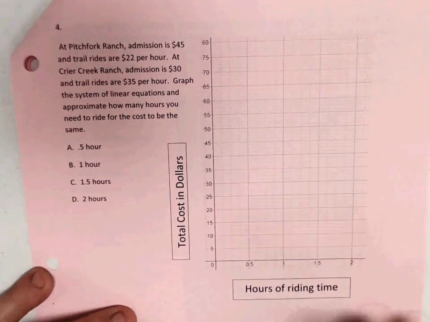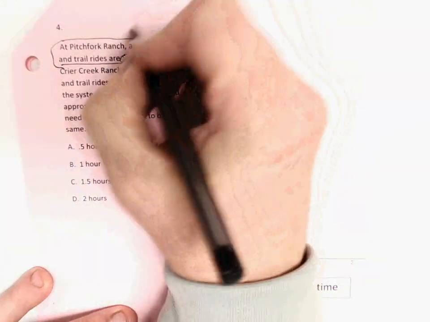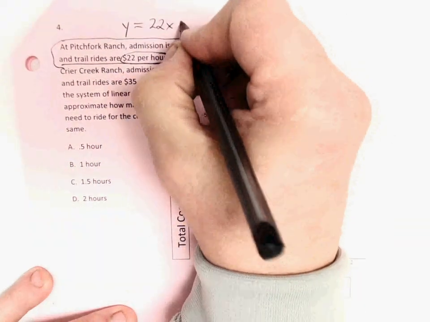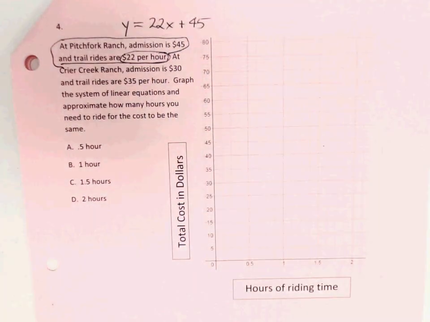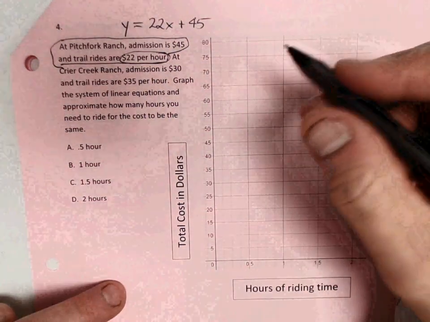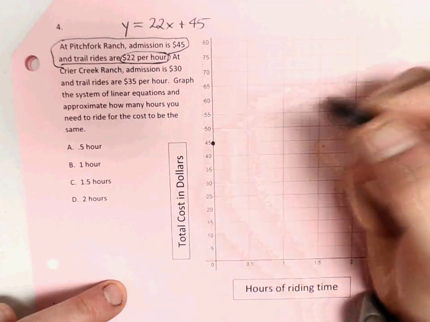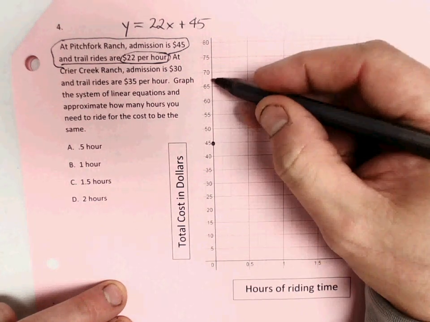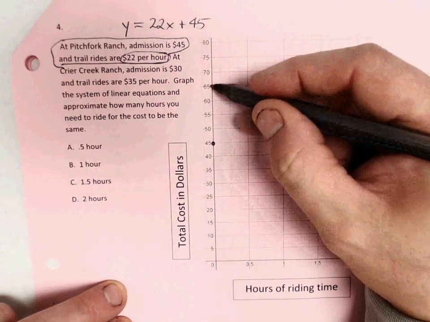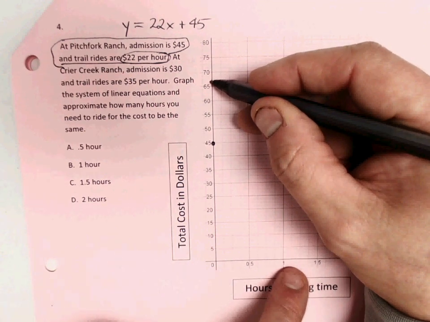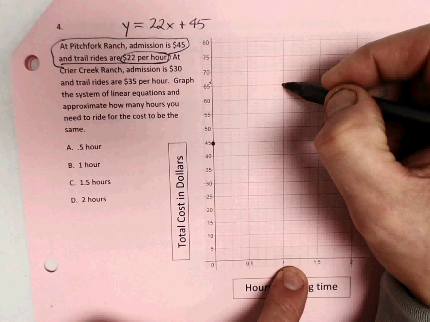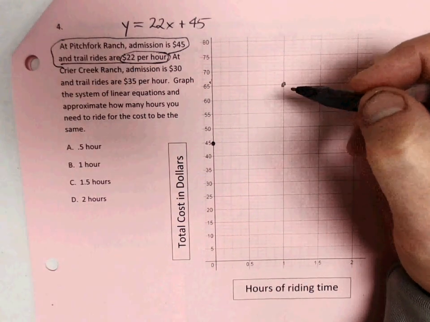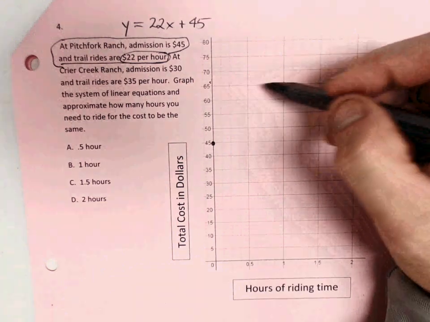This one right here, if we look at the first sentence, we have a rate of change, 22 per hour. So that's my slope. And we have a one-time admission fee. That's my y-intercept. Now I could graph this one. I have a y-intercept of 45. And my slope is 22, or 22 over 1. So if I go up 22, that puts me at, let's see, there's 10, there's 20, 22. And if I make sure I take care of my scale, I have to go all the way over here to 1. So that's a rise of 22 and a run of 1.